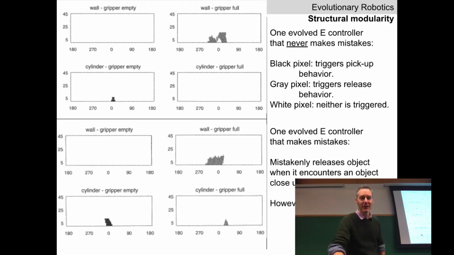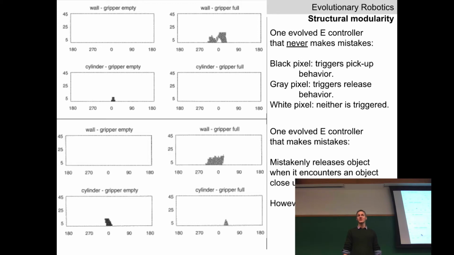Most of the time, except for this little triangle in here, when it was right up against the wall and facing the wall and holding an object, and it didn't release it, right? Not very satisfying. That's exactly when you would want it to release the object. Let's go down to this panel. So now the robot is looking at a cylinder and its gripper is empty. What does the robot do in these cases?